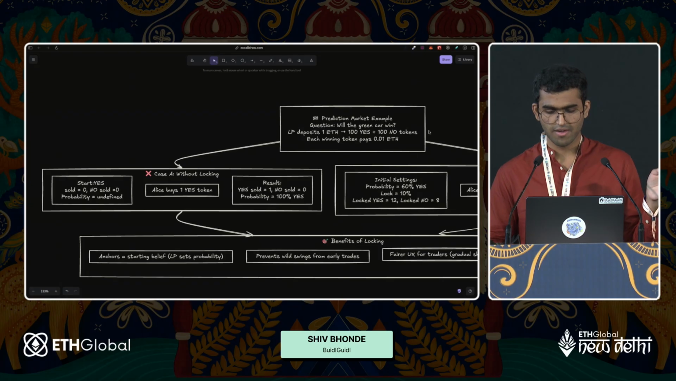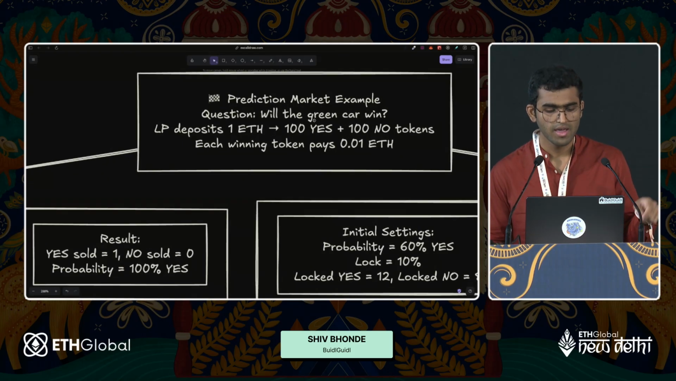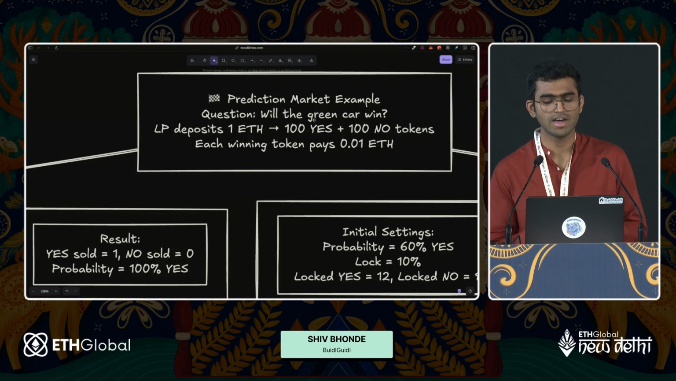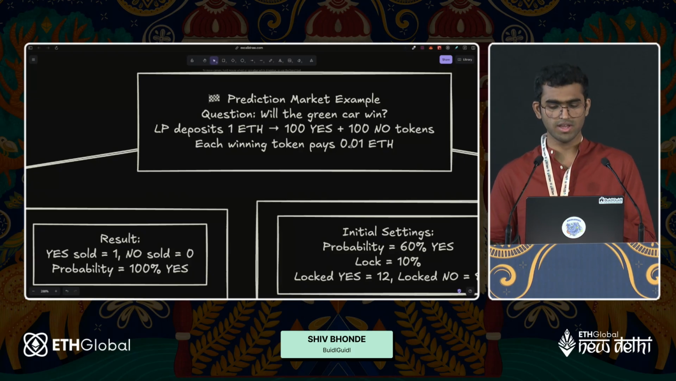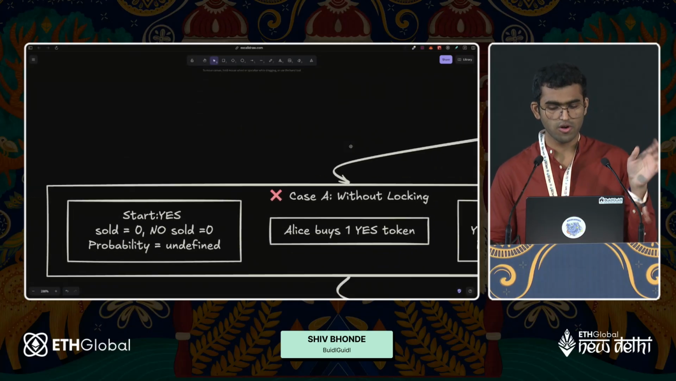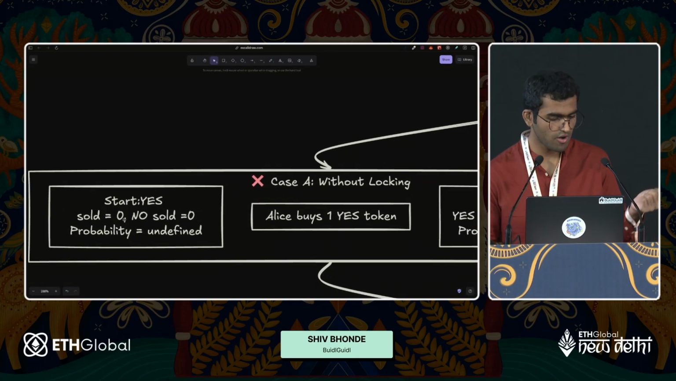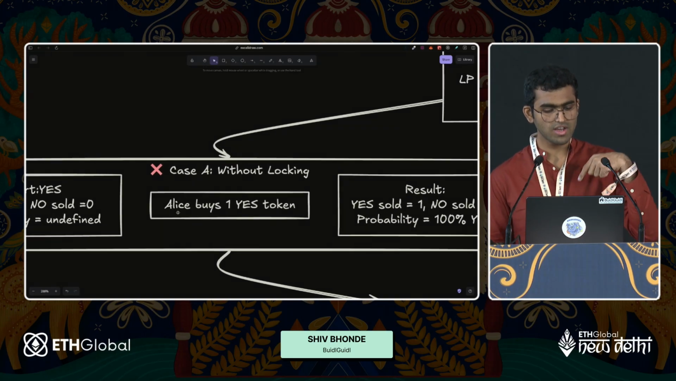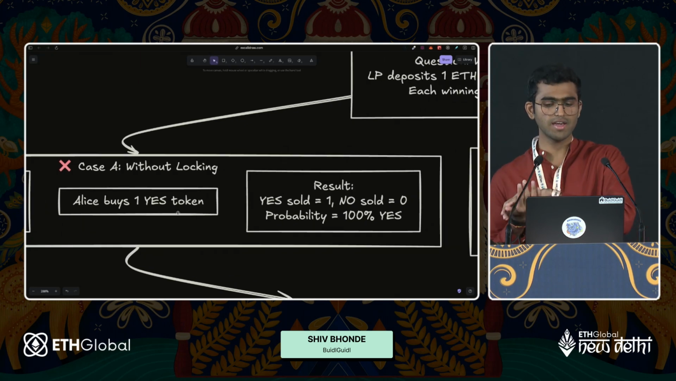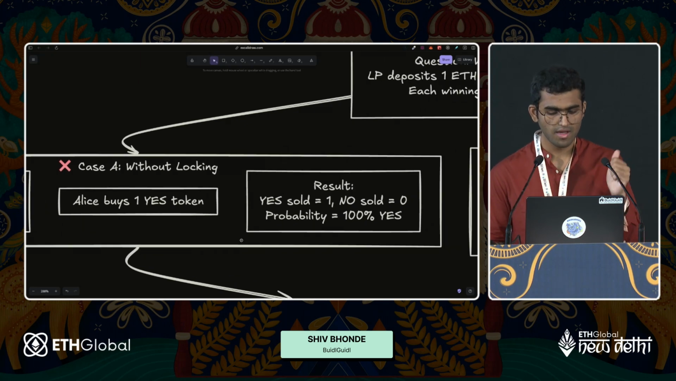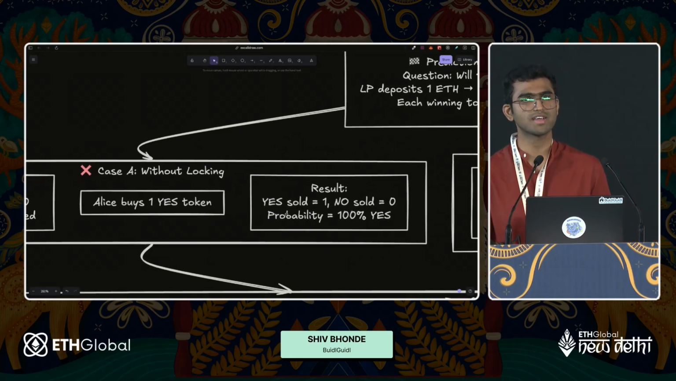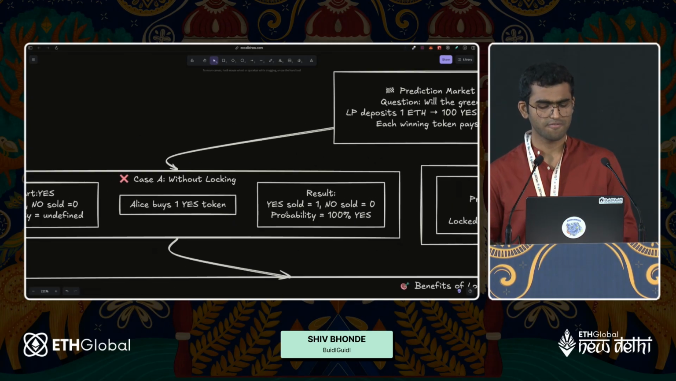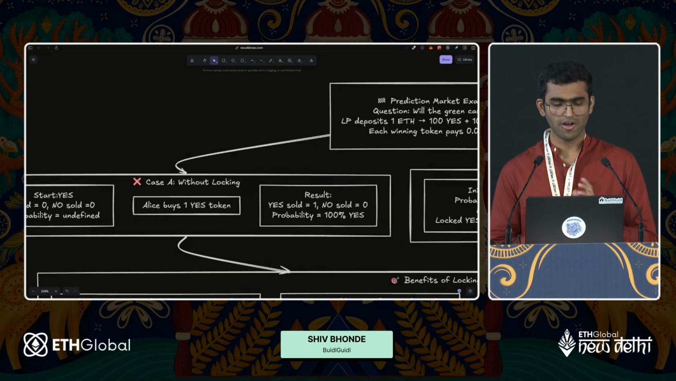The initial market is basically betting on whether the green car will win or not, and the LP deposits 1 ETH, which means 100 yes and 100 no tokens, each representing 0.01 ETH, the winning share. And if you don't have the locking mechanism, the initial sold amounts of yes and no tokens are 0. Alice buys just one token, and as soon as she buys it, you see the probability has completely gone to 100%, even though only one token is bought. So this is fluctuating the market a lot.